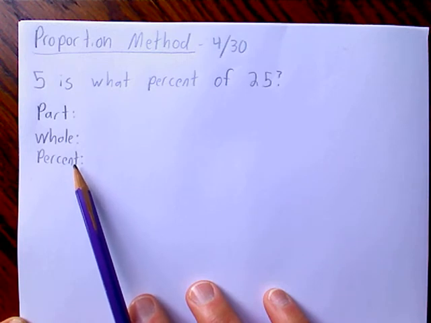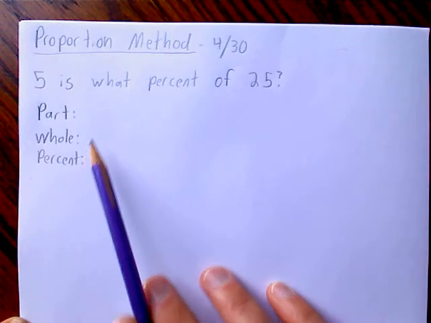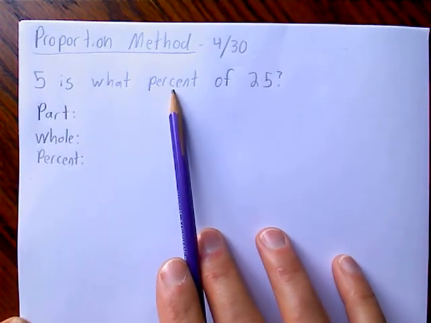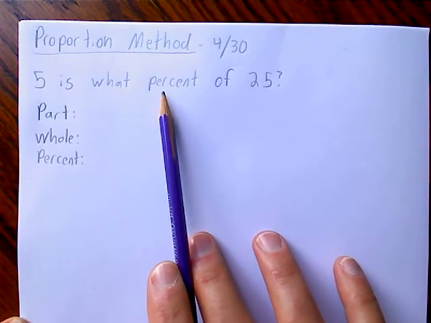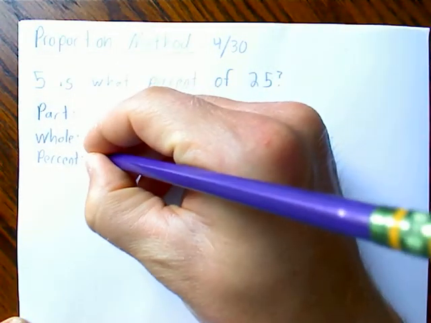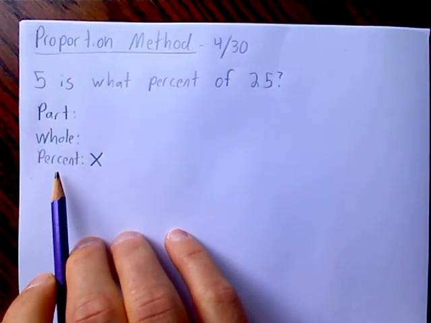The easiest way to do this is by process of elimination. What do we know for sure? Well, it says what percent. So that tells me that we don't know what the percent is. So I'm going to leave that as X. Great, X is out of the way.